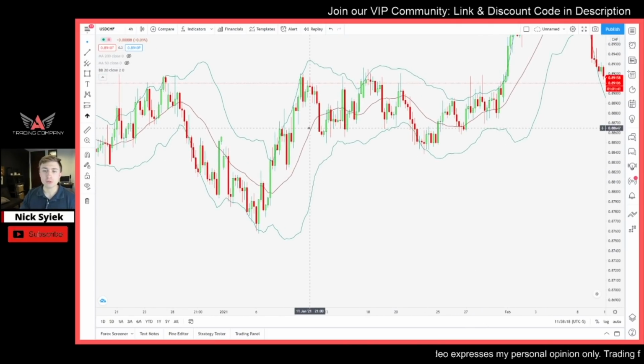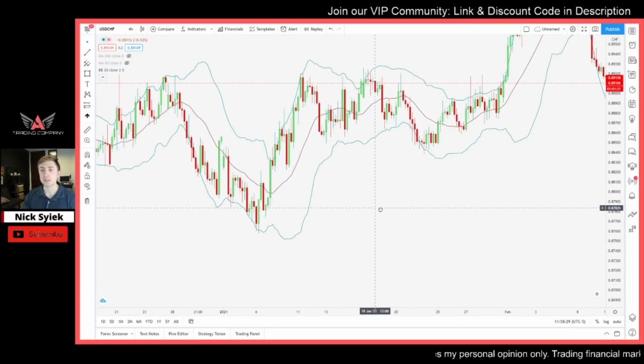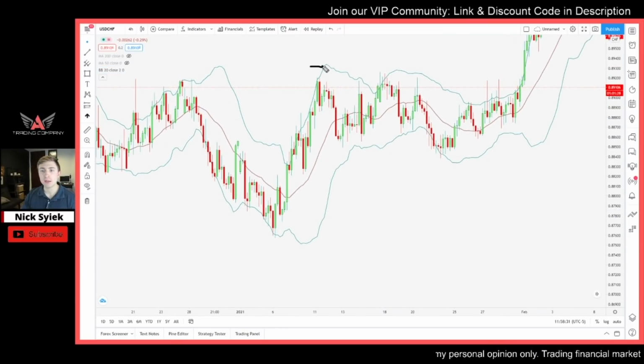Now we've got our Bollinger Band, and I've just stuck the normal Bollinger Band on here. That's a 20 period or 20 moving average Bollinger Band, which then prints a 2 standard deviation. So basically what it's saying is that this upper line and lower line are within 2 standard deviations of the current volatility in the market.